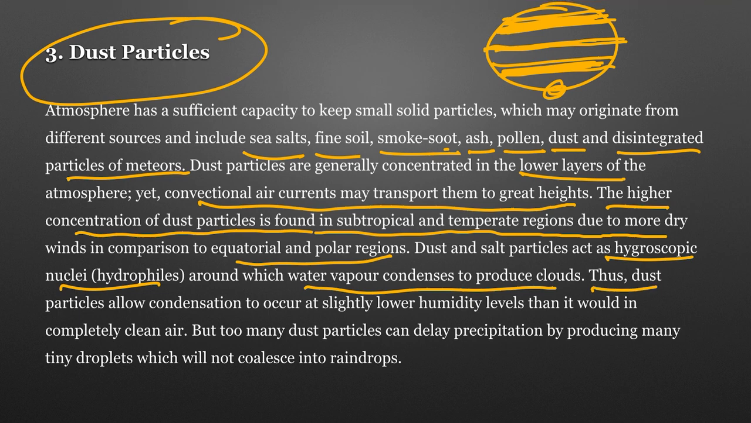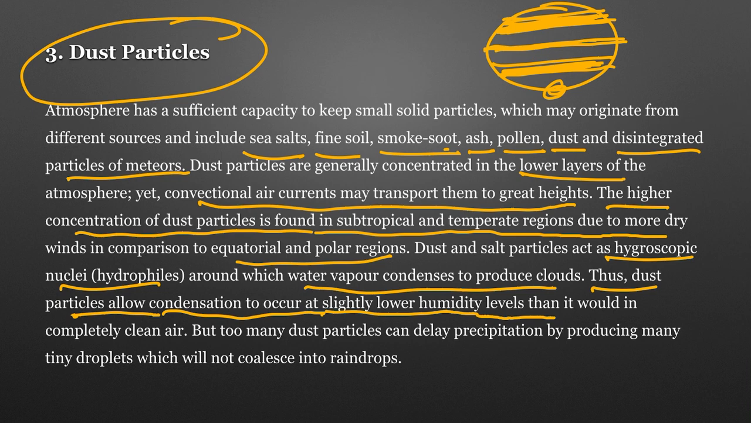So dust particles also allow condensation to occur at slightly lower humidity. It means even if humidity levels haven't reached saturation, it can condense before that. Why so? Because of dust particles.